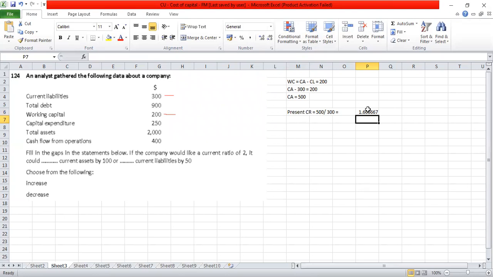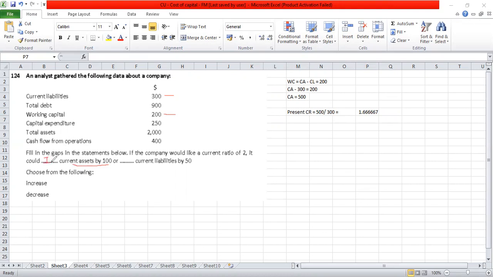Now the question says, if the company would like a current ratio of 2, it could dash current assets by 100. See, the ratio is lower than 2. To have it as 2, whatever the current liabilities are, exactly double should be the current assets. So 300 are the current liabilities, so current assets should be 600, double the amount, because 2 is to 1. So it says by 100, it's already given, current assets by 100. So it means it should be increased. The first blank is increase.